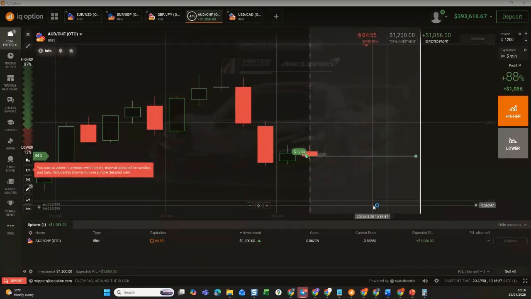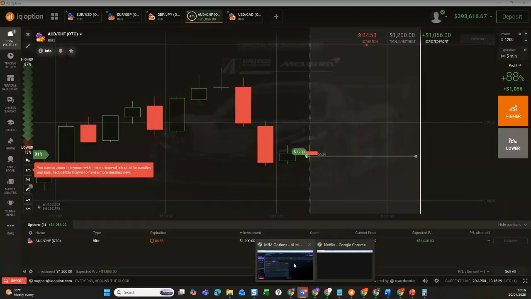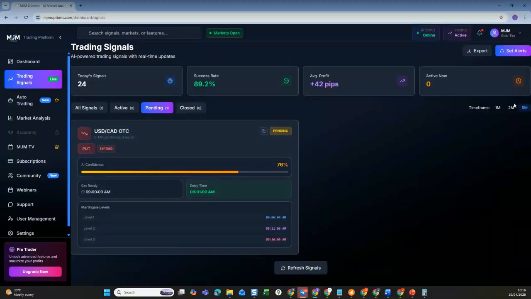So now let's continue. That's how you operate the 5 minutes, right? And the moment you switch to 2 minutes, you have 2 minutes standard signal too. Same idea.